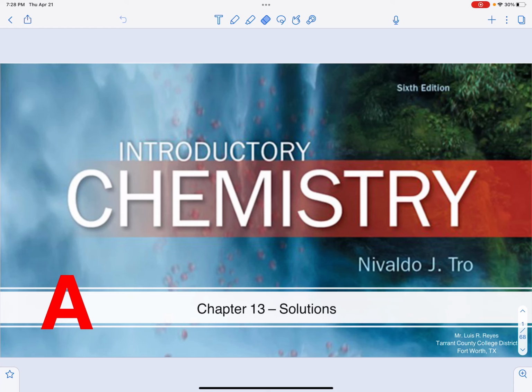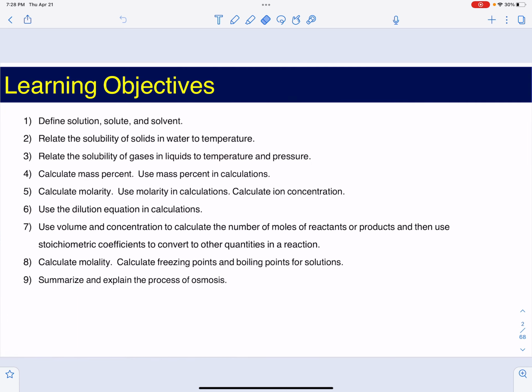Welcome back. Here we are beginning chapter 13. One more chapter after this to finish the course. So, chapter 13 is going to be covering solutions. And for us to understand what solutions are, these are the topics we're going to cover.